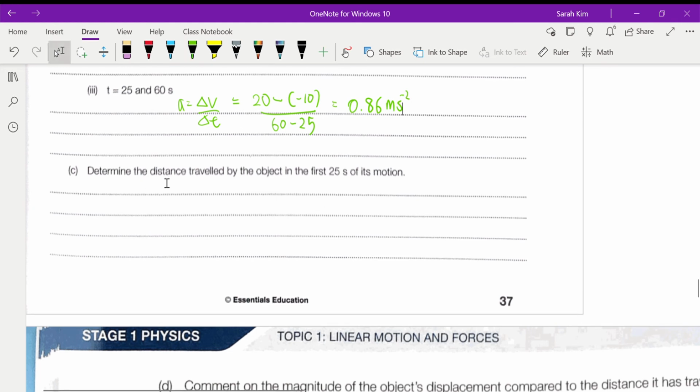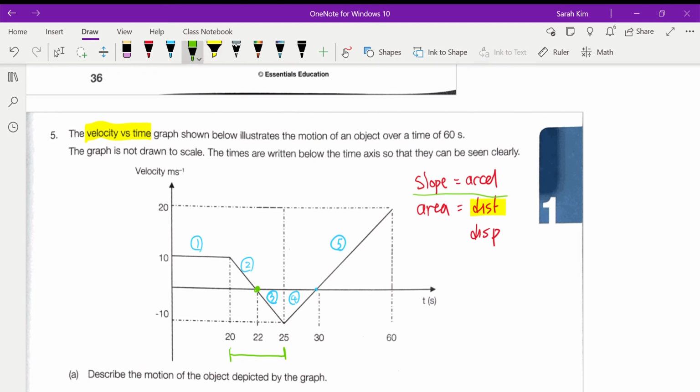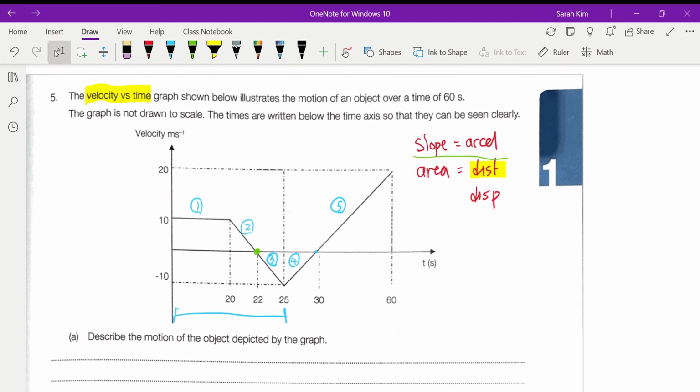Right, determine the distance travelled by the object in the first 25 seconds of its motion. Right, distance travelled. So we're going to look for the distance travelled for the first 25 seconds. So that is this area here. Let me just double check that's what it was asking. All right. So with the distance, what you have to do is add all the areas under the curve. That is what you do for distance, because we're not considering the displacement, the direction.